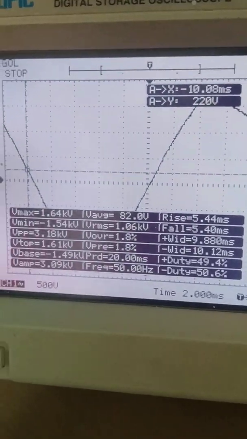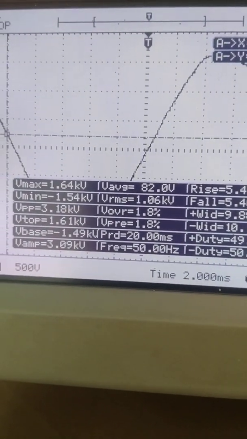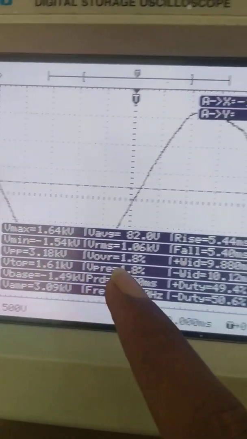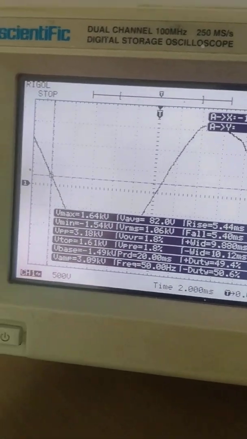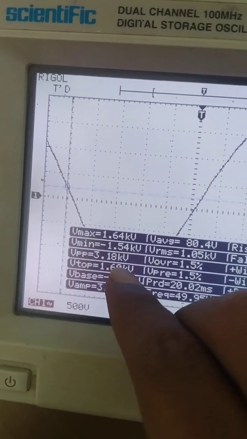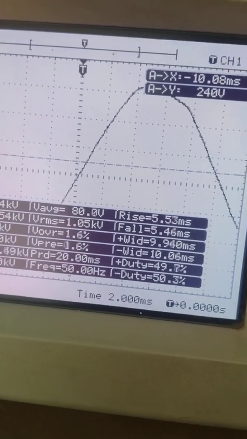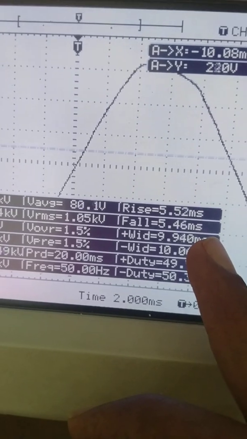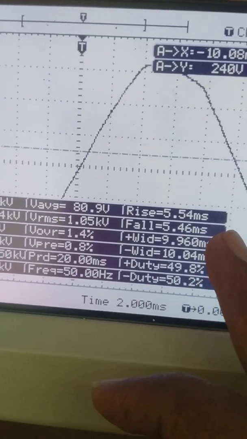If we make use of the option display all, then here you can observe all the values related to voltage and time, they are displayed on the screen. Vmax, maximum value, minimum value, peak to peak, and rise time and fall time for this particular RC circuit can be measured on the screen of DSO.